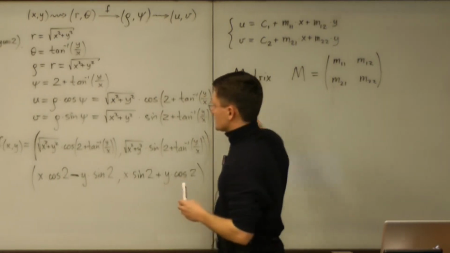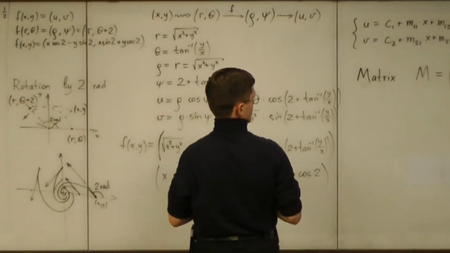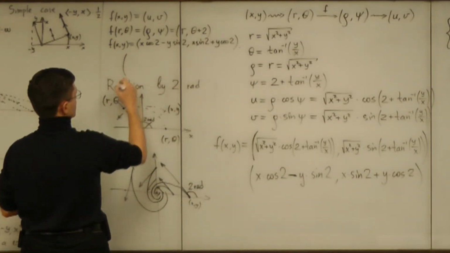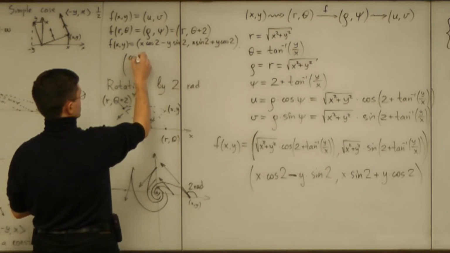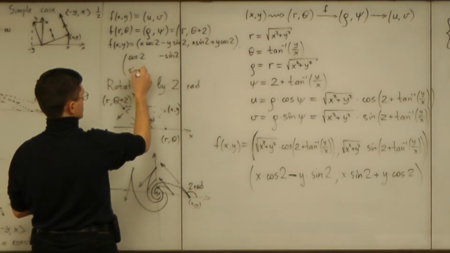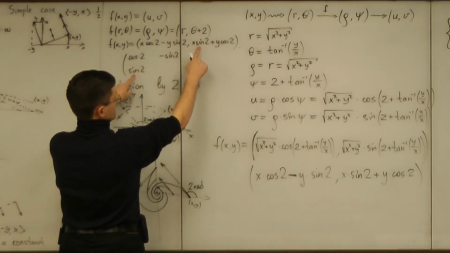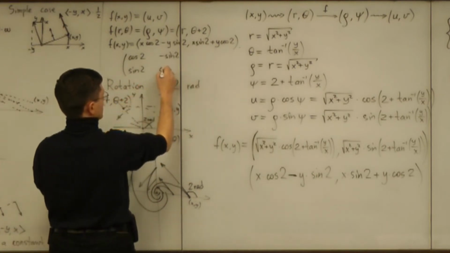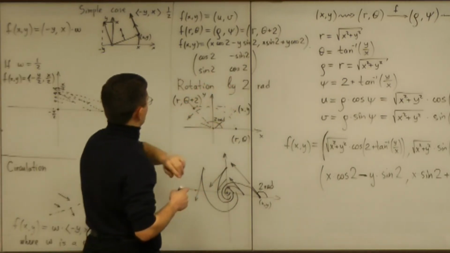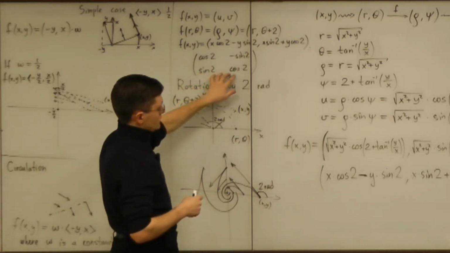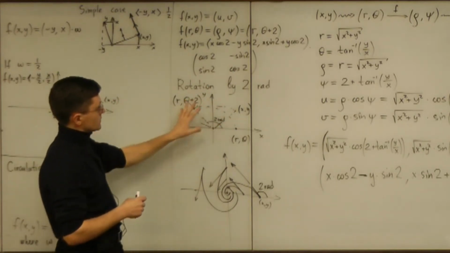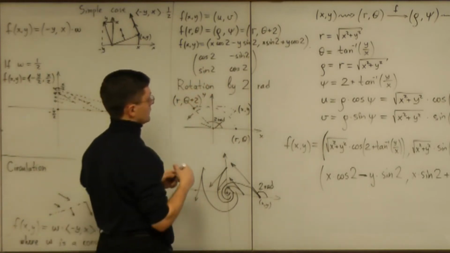And let's quickly figure out what these matrices are in all those cases. So in this case, the matrix is made of cosine of 2, negative sine of 2, sine of 2, right? The rate of change with respect to x, with the rate of change with respect to y is cosine of 2. All right. That's the matrix that determines geometrically the geometric transformation being rotation by the angle of 2 radians.